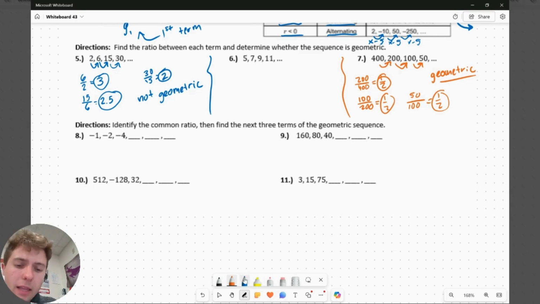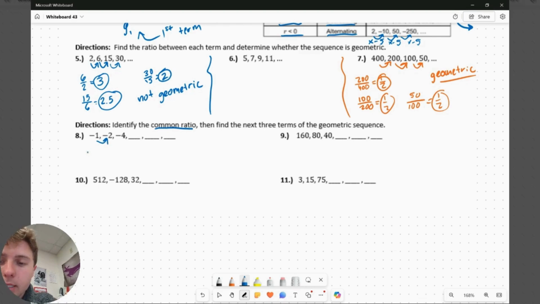When we look at number 8, though, and number 9, this process is a little bit different because I'm not checking to see if it's geometric. So I don't need to divide each of the terms. What I do need to do is identify the common ratio. Notice they're already saying the ratio is common. So if I did all of the division like we did before, the numbers will give me the same thing. So I don't have to divide all of them. I just need to find the ratio. I just need to do the division once.